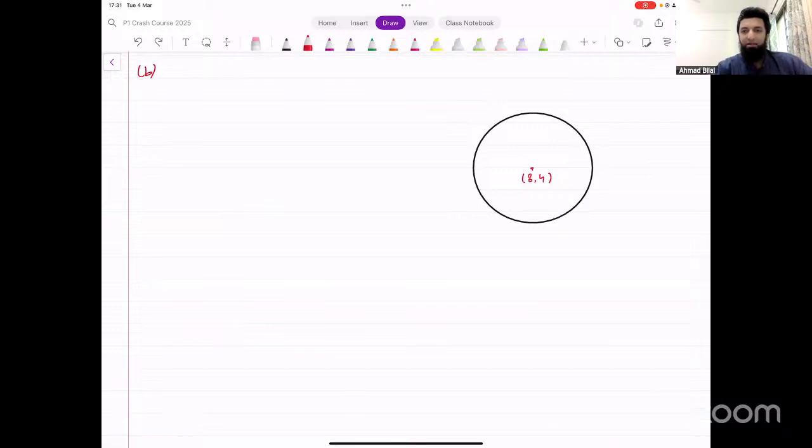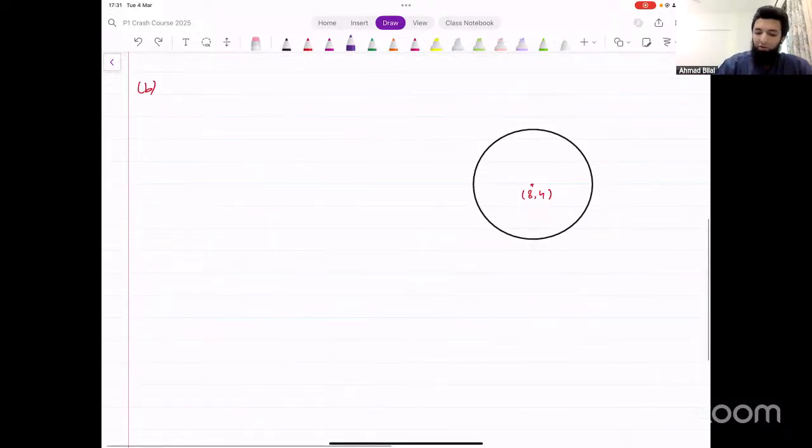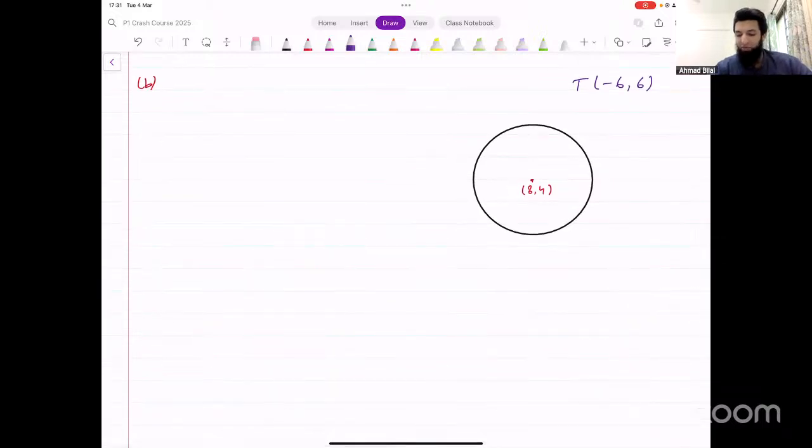Where exactly is this point T going to be? What are the coordinates of T? The coordinates of T are (-6, 6). Right? -6 means it is going to be on the left side of the center. This is 8. This is -6. It should be to the left. 6 is bigger than 4, so it has to be above. But see, the distance of the x coordinate is much more than the distance between the y coordinates. So it's more to the left than it is above. So it's slightly above the center.